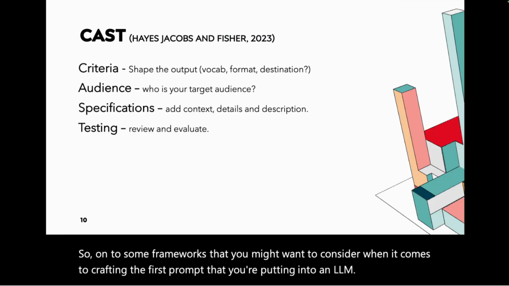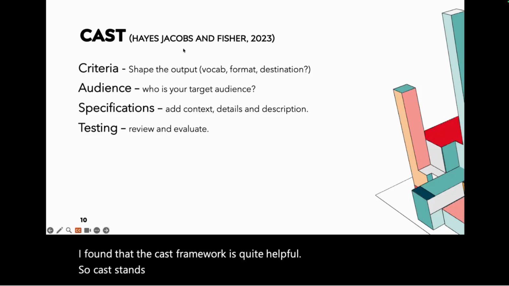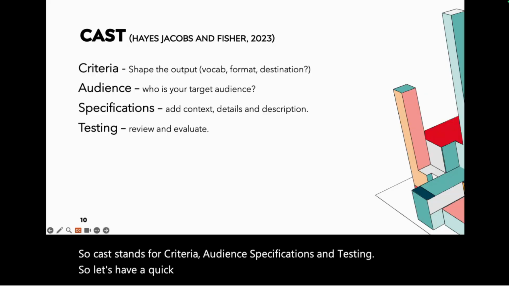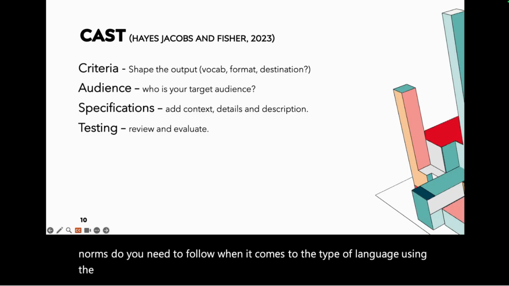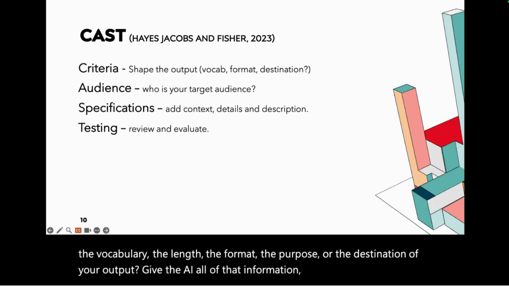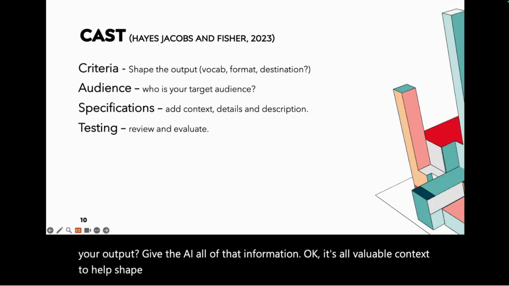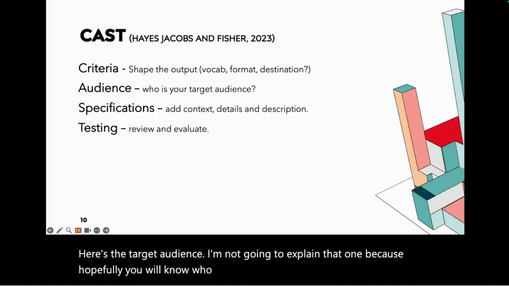I found that the CAST framework is quite helpful. So CAST stands for Criteria, Audience, Specifications, and Testing. Let's have a quick look at some of these. So criteria: what rules and norms do you need to follow when it comes to the type of language you're using, the vocabulary, the length, the format, the purpose, or the destination of your output? Give the AI all of that information. It's all valuable context to help shape the output. Here's the target audience. I'm not going to explain that one because hopefully you all know what target audience refers to.